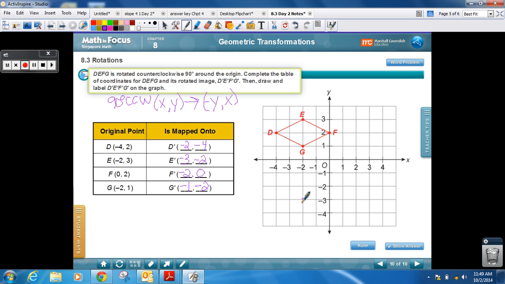Negative 2, negative 4 is D prime. Negative 3, negative 2 is E prime. Negative 2, 0 is F prime. And negative 1, negative 2 is G prime. So our image after a 90 degrees counterclockwise rotation would look like that.